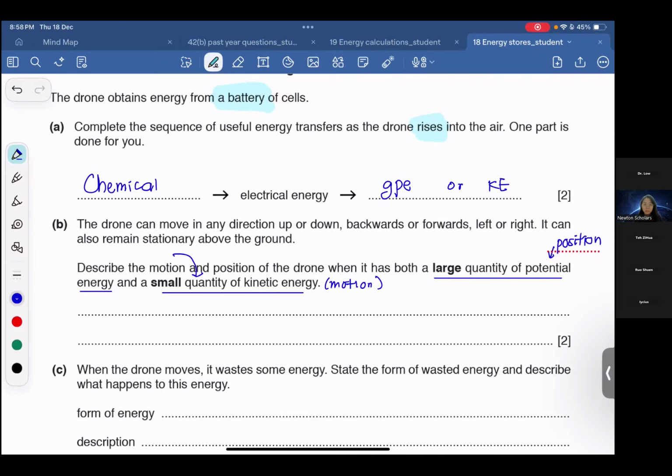GPE at maximum. That means that at maximum height, the position is at maximum height. Because GPE is maximum, so I know the position is actually at maximum height. Okay, small quantity of kinetic energy, that means that it's moving slowly.